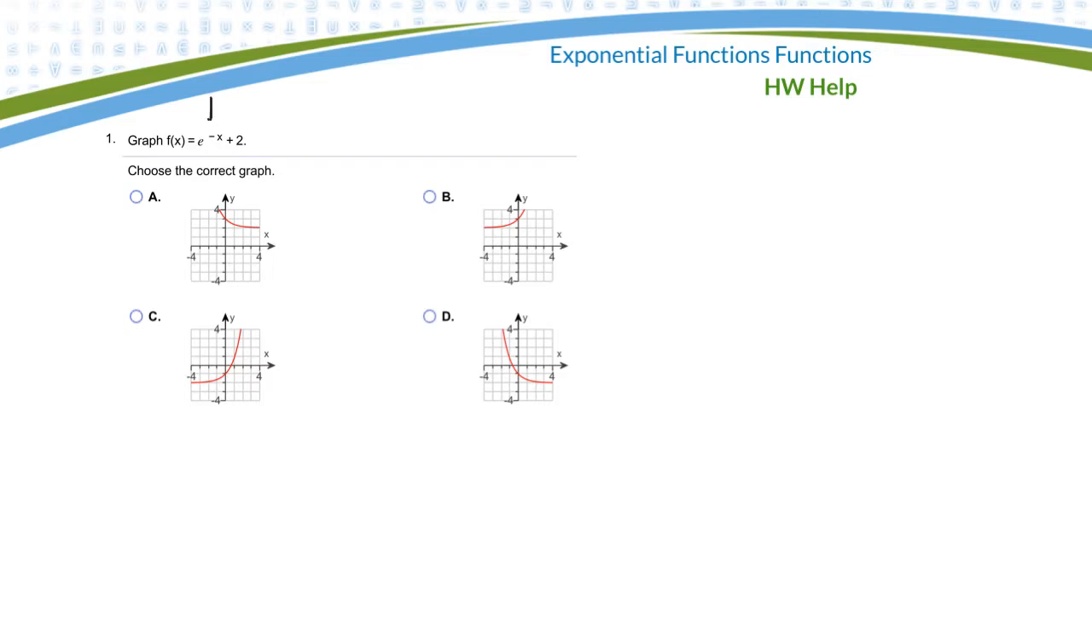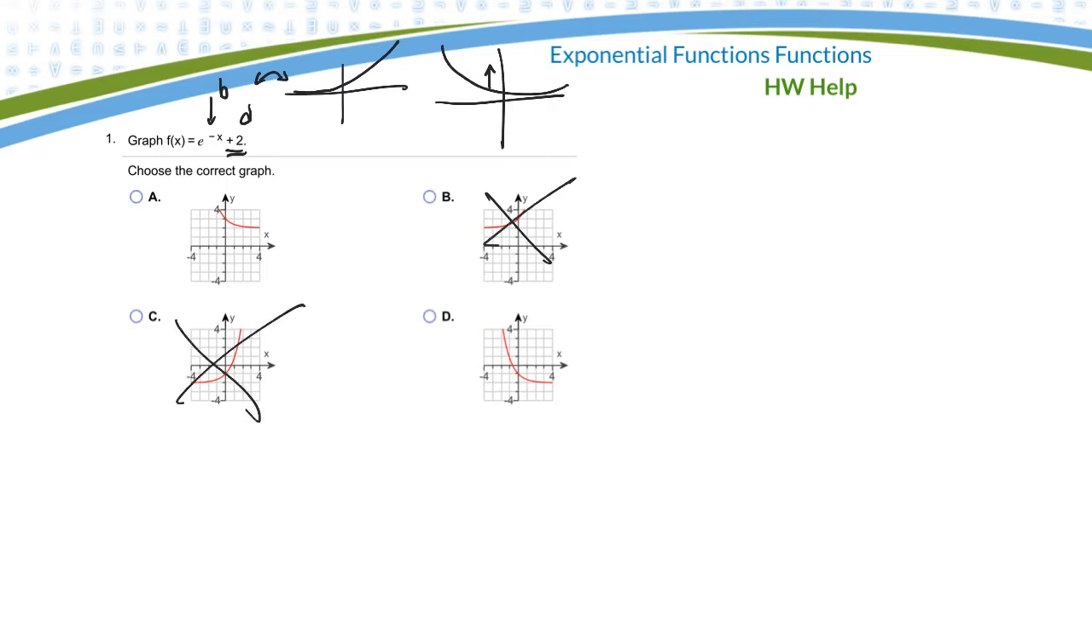That negative sign is in the B spot, and the B spot makes it reflect across the y-axis. So a normal function looks like that for 2 to the x or e to the x, whatever. With that minus sign, it has to go like that. And then this plus 2 is in the D spot, so it has to take this graph and move it up 2. So it's not this one or this one because they're not reflected over the y-axis.